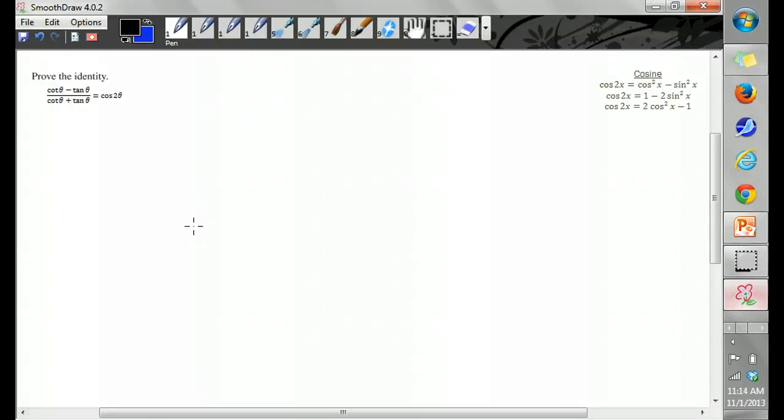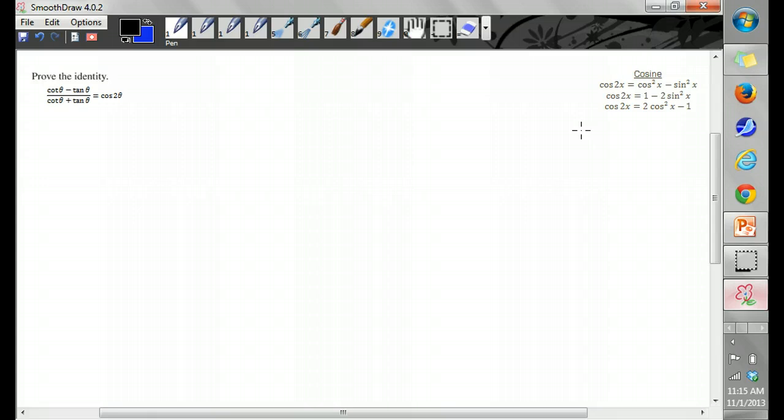Okay, let's take a look at another example where we're going to be using one of these double angle formulas in order to help us prove an identity. In this case, we've got cotangent theta minus tangent theta over cotangent theta plus tangent theta is equal to cosine 2 theta. So cosine 2 theta, that automatically makes me take a look at the list of double angle formulas that I have on the right side of my screen over here. But again, in this situation, there's 3 to choose from, and I'm not sure which one to pick at first.